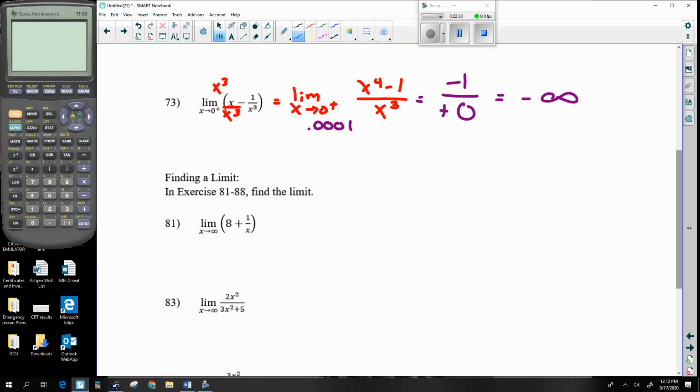Or I guess I could have just told you that from the original problem. That would be 0 minus infinity. That's technically what it is. 0 minus infinity.